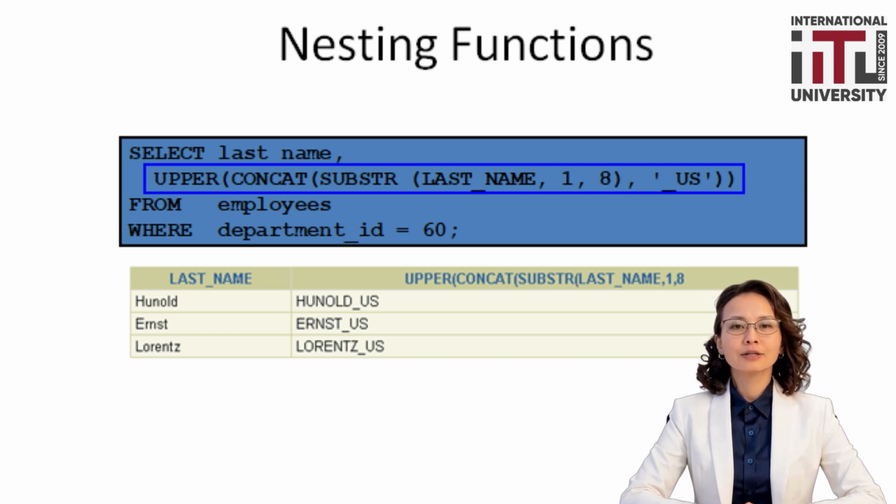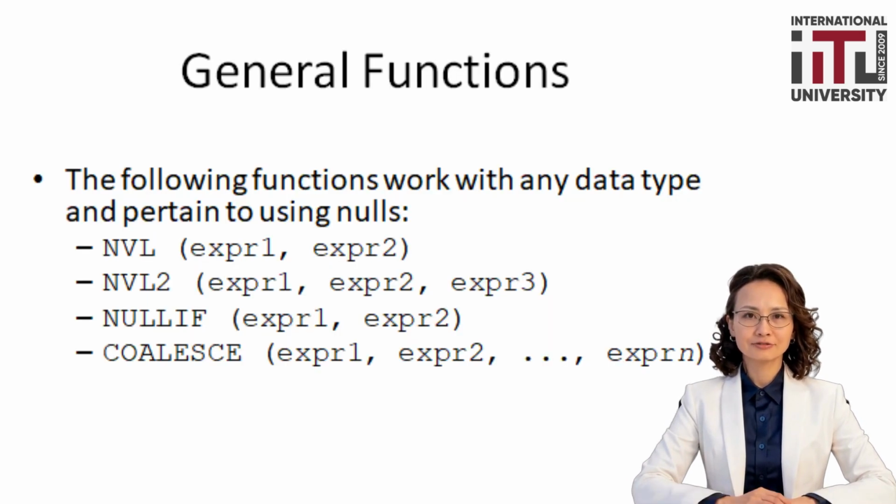This example clearly shows how nested functions allow multiple transformations to be applied in a structured and efficient way within a single query. General functions such as NVL, NVL2, NULLIF, and COALESCE are used to handle null values in SQL expressions. These functions are important because null represents missing or unknown data, which can affect calculations and query results. The NVL(expr1, expr2) function replaces a null value in expr1 with expr2. It is commonly used to provide a default value when data is missing.